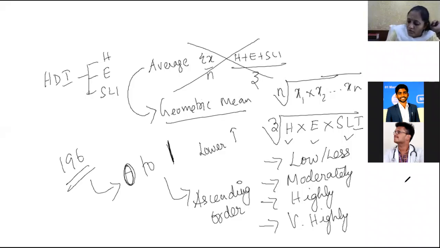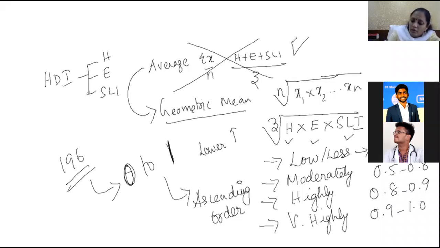Earlier they used to do one thing. All these less developed countries, anybody having a value less than 0.5, they'd call them less developed countries. 0.5 to 0.8 they used to call moderately developed countries. 0.8 to 0.9 they called highly developed countries. 0.9 to 1 they called very highly developed countries, when they were making use of the average.